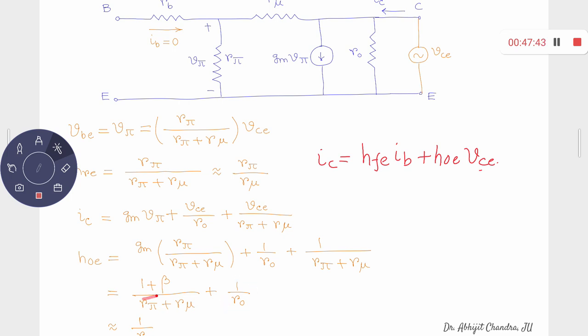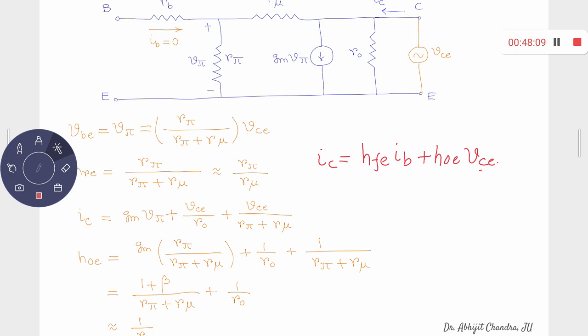Typically this R pi plus R mu is very large, in the range of a few mega ohms, so that term can be approximated to 0. Then for approximate calculation, your hoe becomes 1 upon R naught, which we have already established last time. Otherwise, if you want to be very accurate in the calculation, then your hoe is equal to 1 plus beta divided by R pi plus R mu.